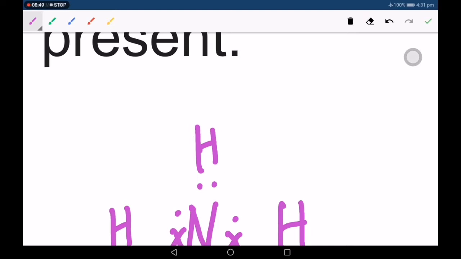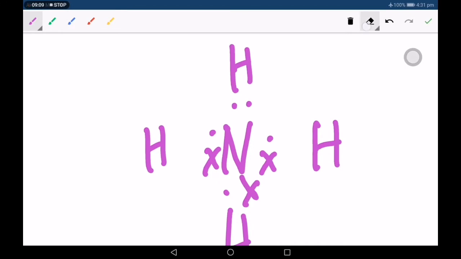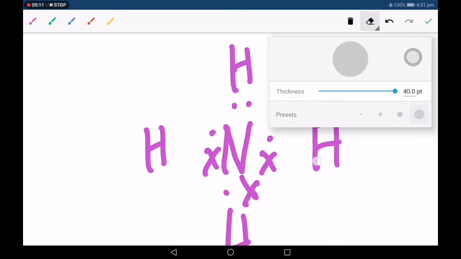They said draw a dot and cross diagram, so we are going to draw a dot and cross diagram. If they ask you to draw, we can either draw a dot and cross diagram, or we can just draw a normal diagram like this. I don't think this is needed, guys.